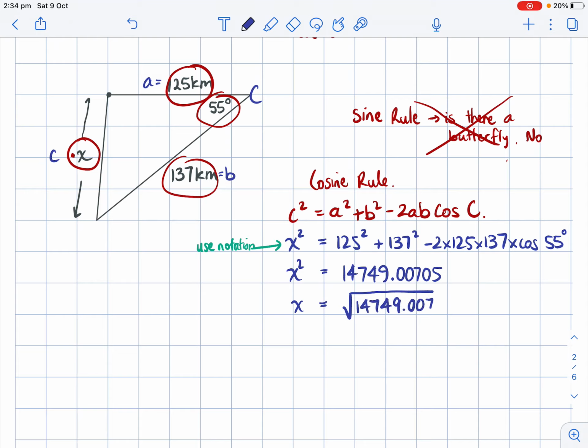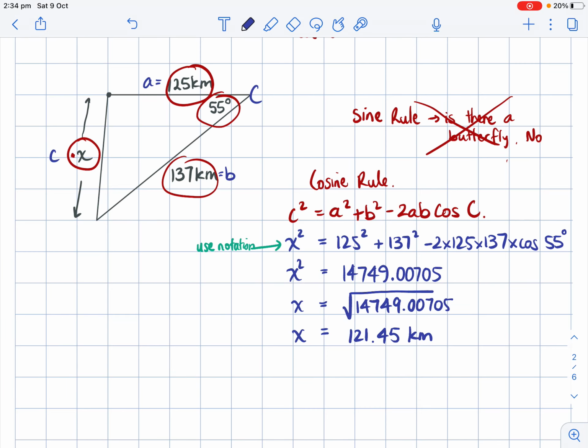sorry, I'll just write that out again. You wouldn't need to show that step on a test. I have just shown it because that's what I was writing as I was talking.